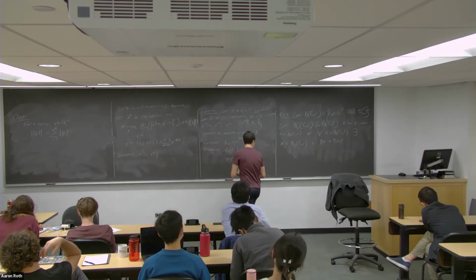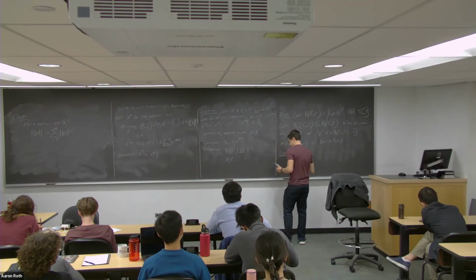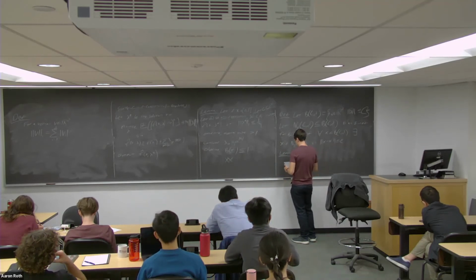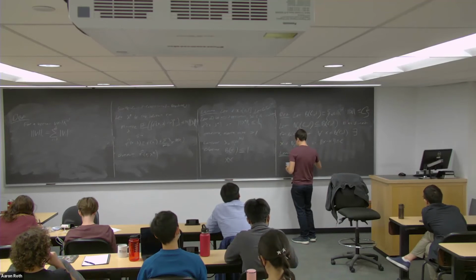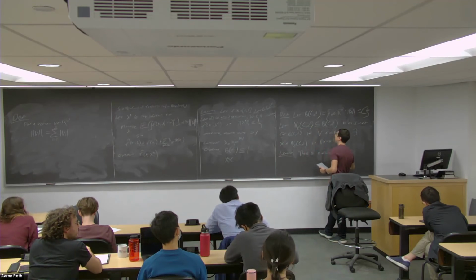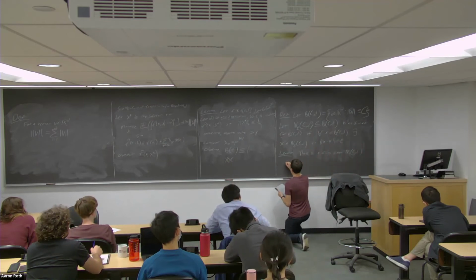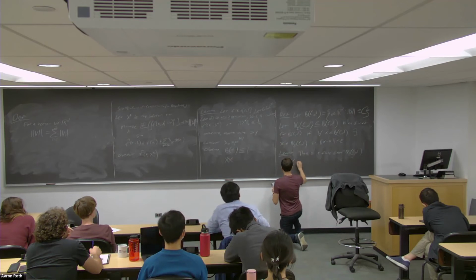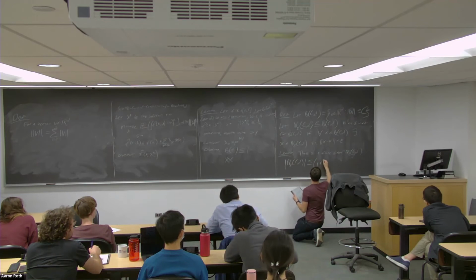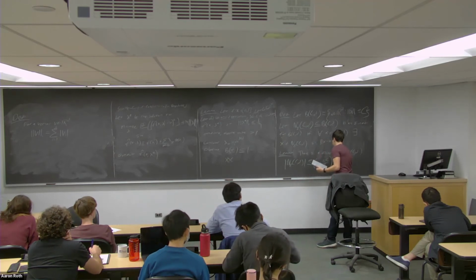Okay, so the claim is that there is a finite epsilon net that has cardinality at most (1 plus 2 times the radius of the ball over epsilon) raised to the d power.